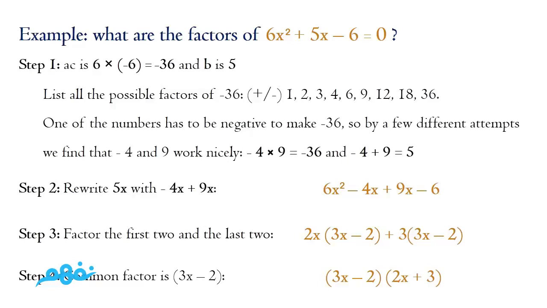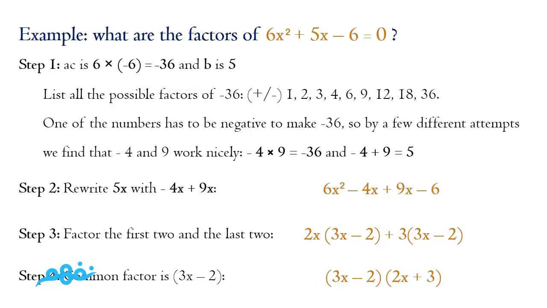And the b of the function is positive 5. Then list all the possible factors of negative 36. What can be the factors of negative 36? It can be 1, 2, 3, 4, 6, 9, 12, 18, and 36. All of these values can be positive or negative. Here the product is negative 36, so one of the numbers has to be negative, because it is the product of multiplying a positive number with a negative number. So we have these possible factors, but also in the negative form.